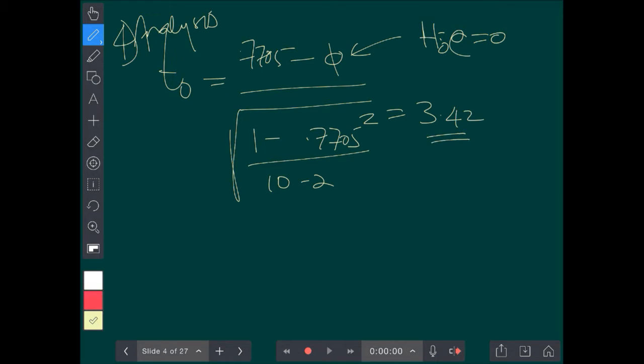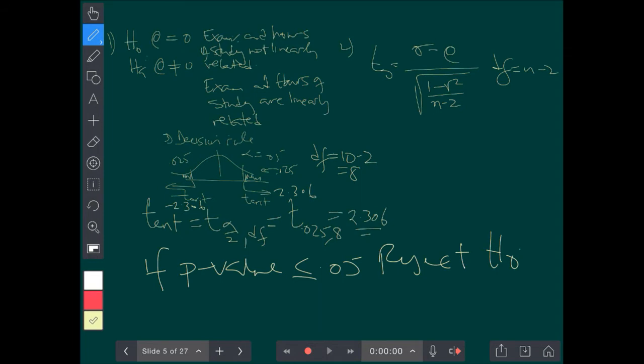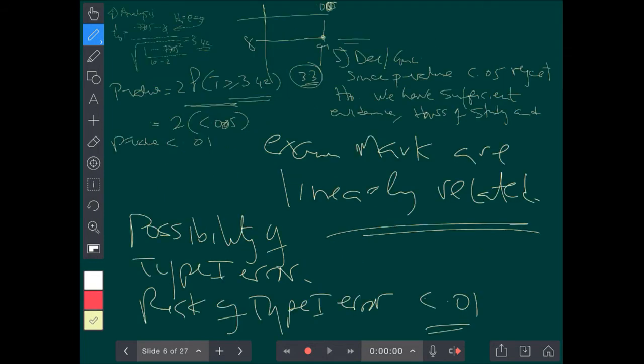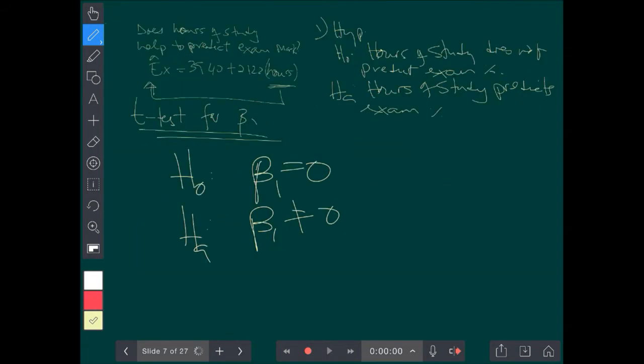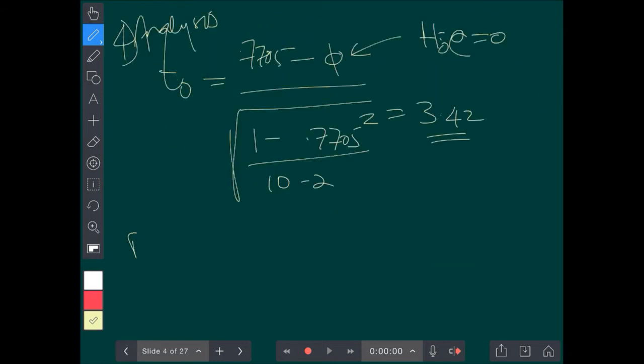So that's a test statistic right there. Now if we want a p-value, because it's a two-tailed test, the p-value is twice the probability of t exceeding 3.42, which is our sample value.